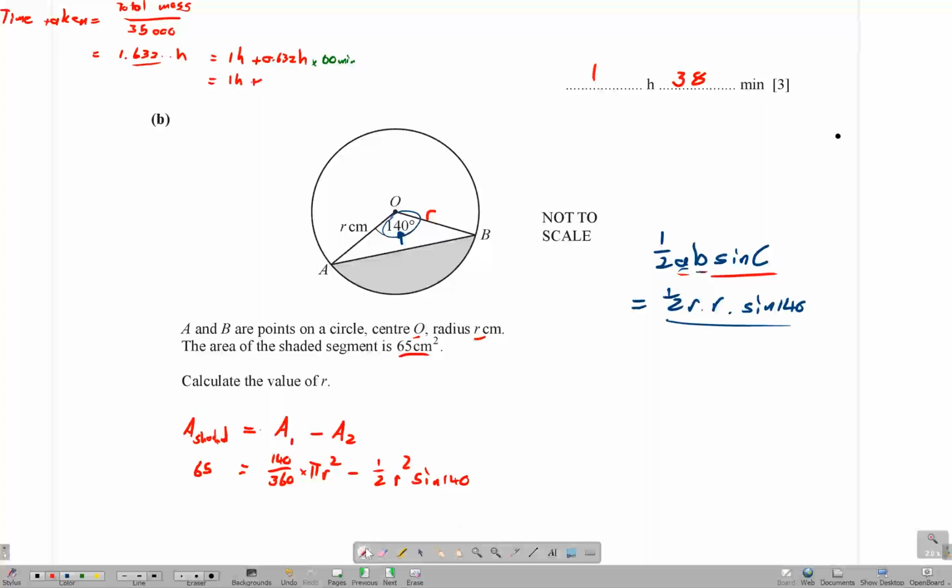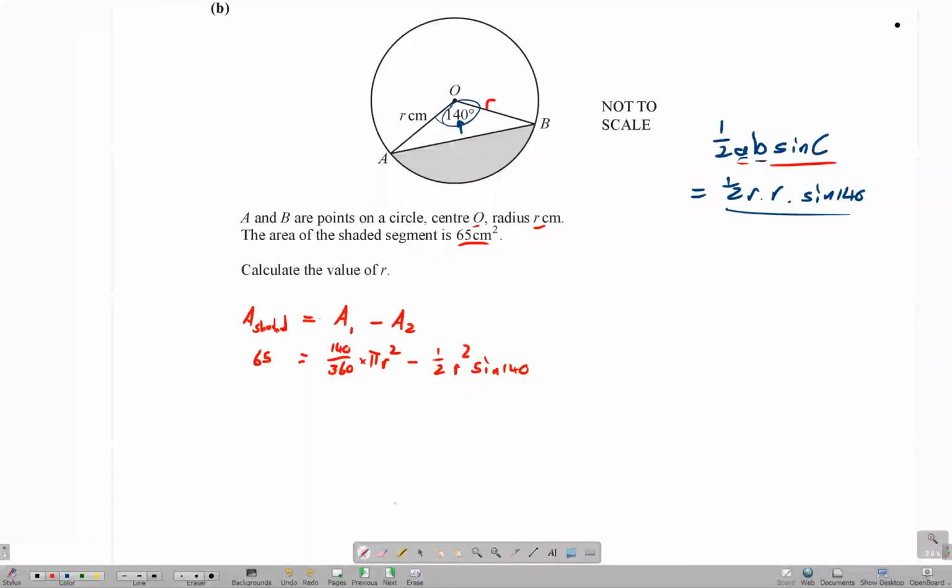Okay, and now we just have to solve for r squared. Okay, and in this case, I think it will be the easiest just to factorize this r squared, because this is a variable and we're after it. So I'm going to take it out. That's going to be the easiest. So if we take it out, we factorize r squared, and then what's left is 140 over 360, but we'll leave it as is.